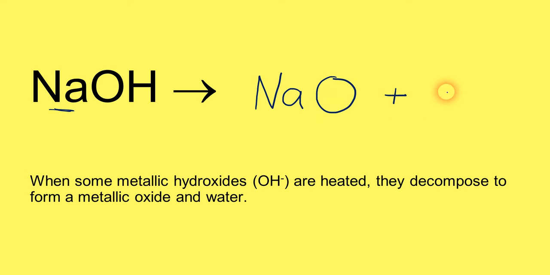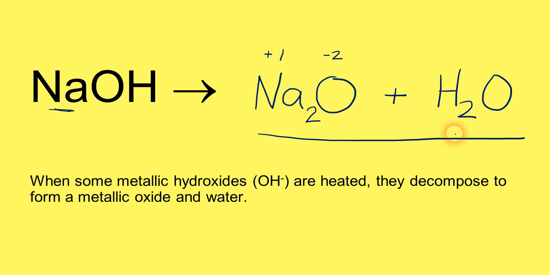And the other formula is for water, and we all know what that is, H2O. Now back on the formula for sodium oxide, it is ionic. Sodium is a +1 ion. Oxide is a -2 ion. So it looks like we have to swap the charges, and the formula for sodium oxide is Na2O. And of course water is H2O. So here we have some good examples of decomposition reactions.